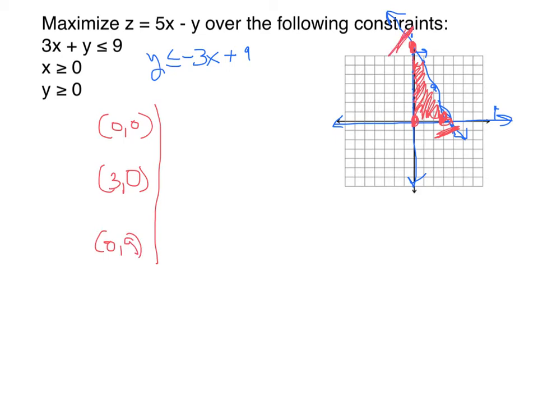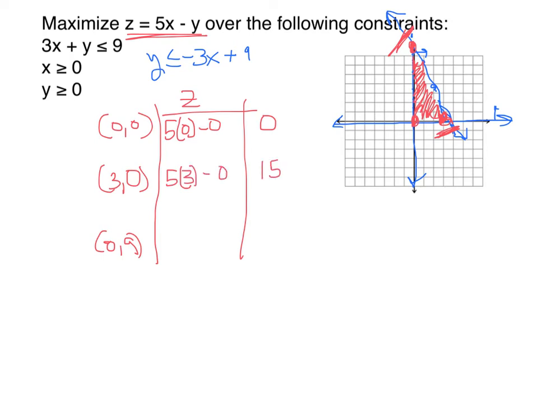So all we need to do now is go back to our objective function and plug in each of our points. So we're going to find our z. So we've got 5 times 0 minus 0, which just gives me 0. Here, when we plug in 3 and 0, we get 5 times 3 minus 0, which gives me 15. And here we get 5 times 0 minus 9, which gives me negative 9.